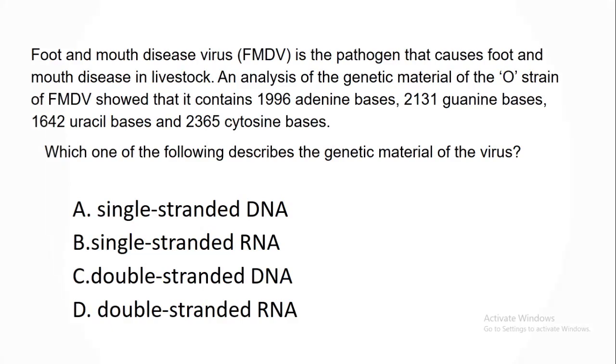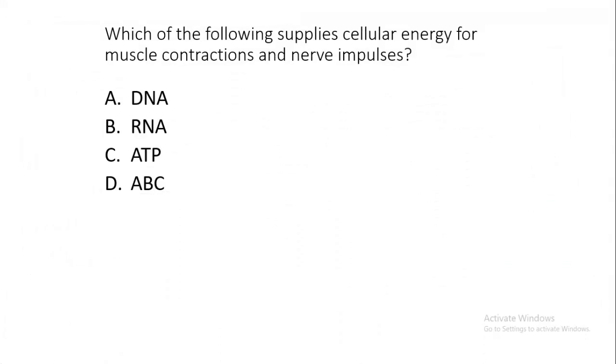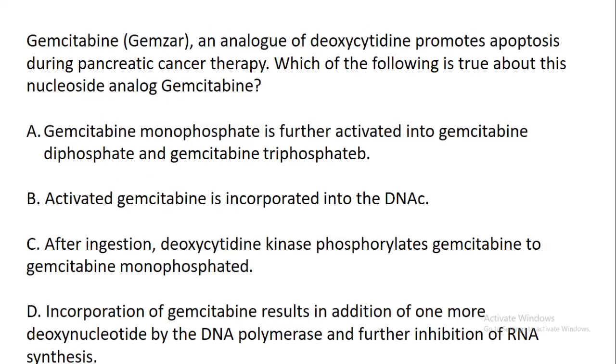May God bless you. But let's go to the next one. This one is too easy. Which of the following supplies cellular energy for muscle contraction and nerve impulse? What's the answer? C. All right, people are shining. C. Let's go to that one. Let's shine together.